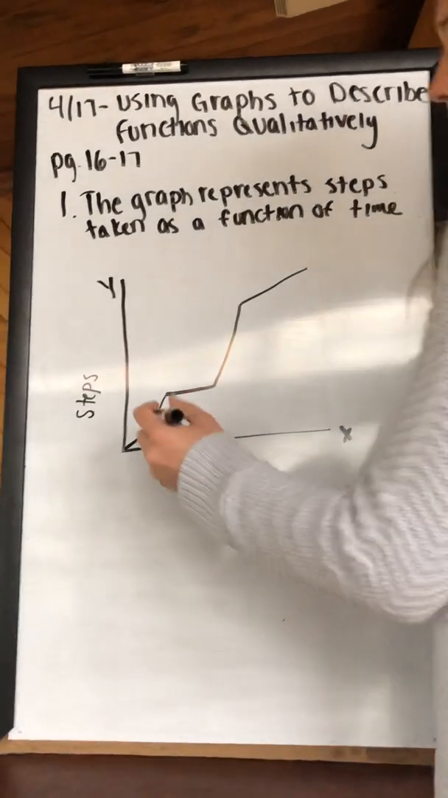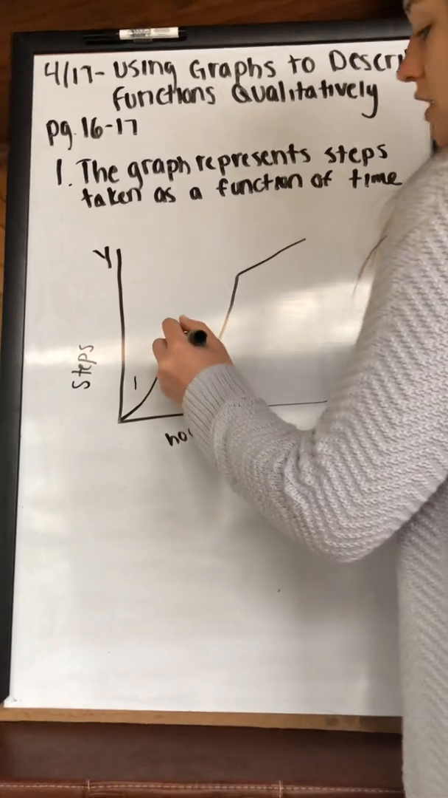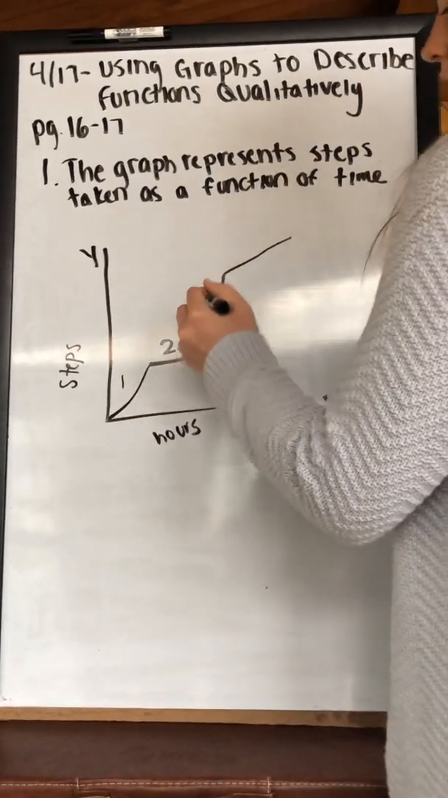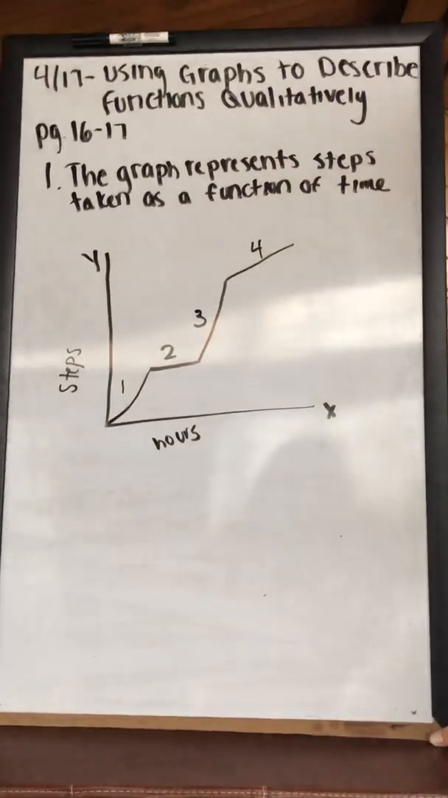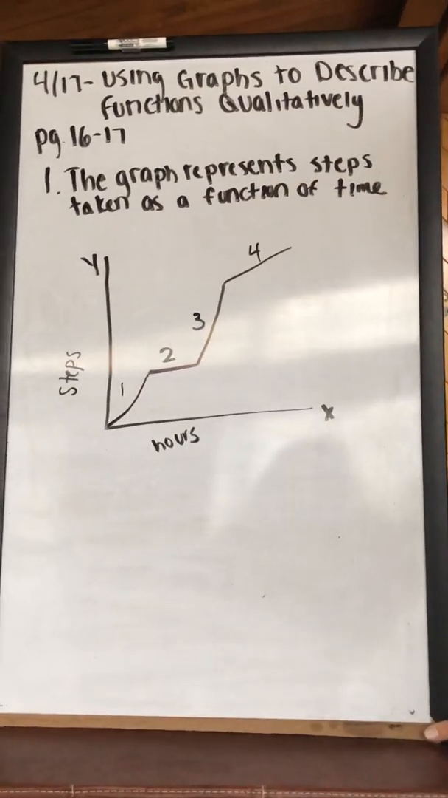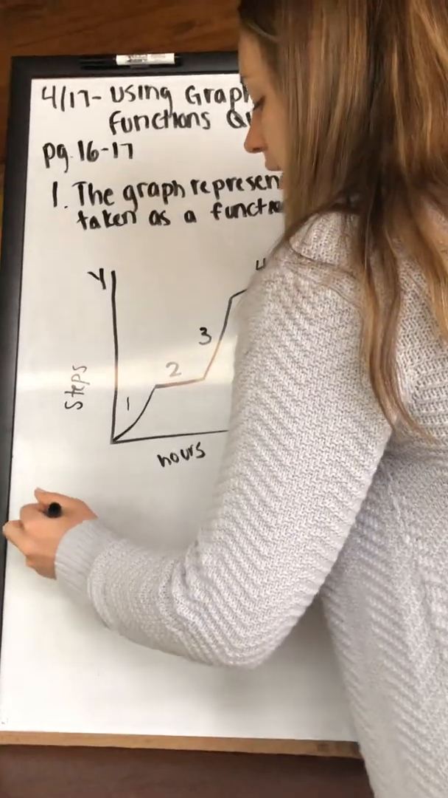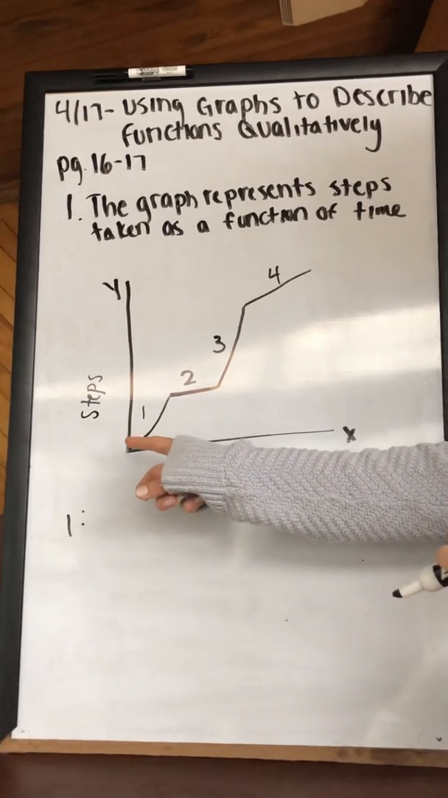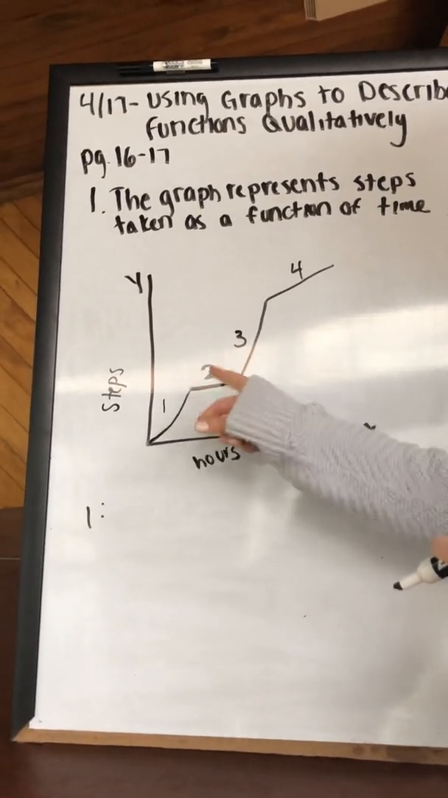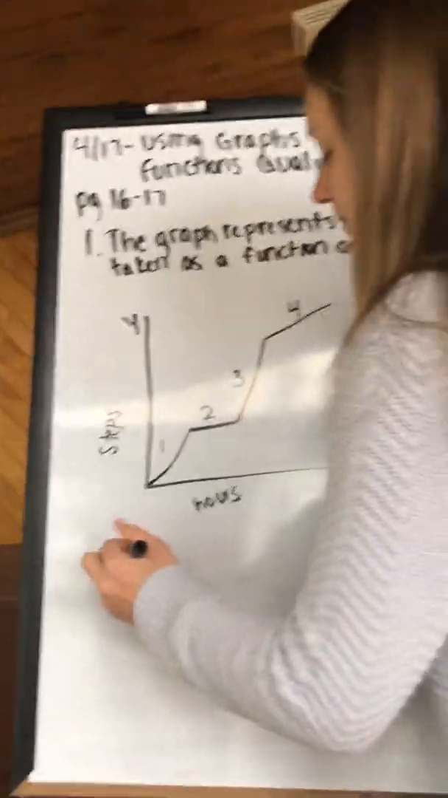So you can say this part right here is 1. When we have a change, let's call that 2, 3, and 4. We're going to describe this graph in 4 parts. It's going to make sure that we don't forget any parts of the graph. So what is happening in part 1? As our steps increase, the hours increase. So we are maybe walking to the park.